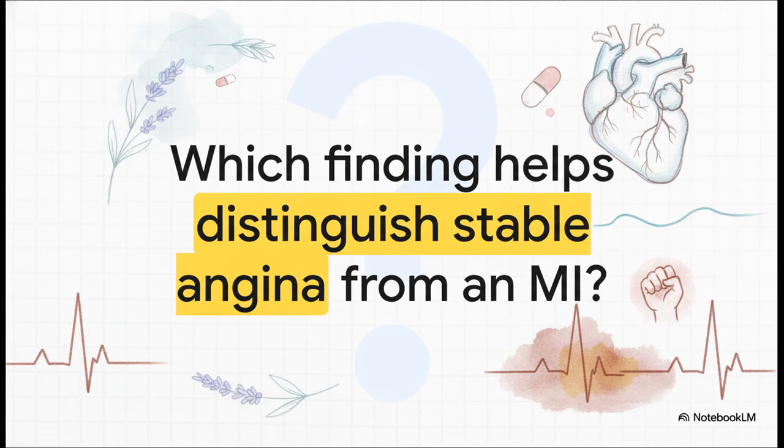All right, let's break this down just like you would on the exam. We need the one thing that separates stable angina from an MI. Well, what's the hallmark of stable angina? It's predictable, right? And it goes away, so the answer has to be A. Relief with rest in nitroglycerin is the classic sign. The other options are all characteristics of an MI, not stable angina.